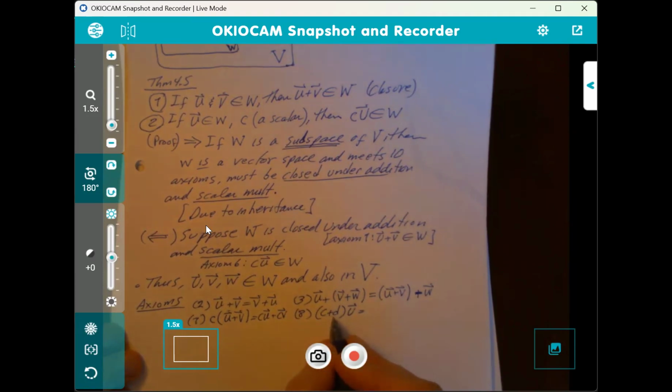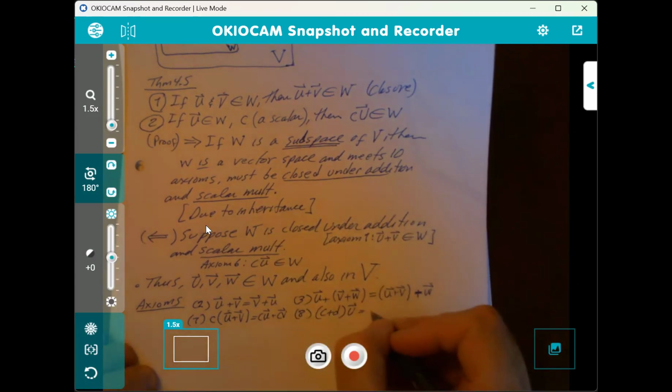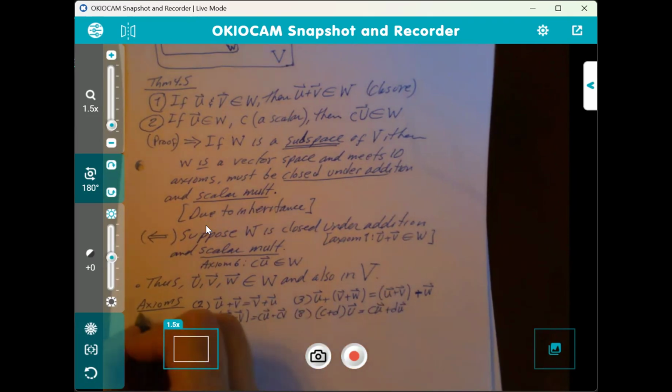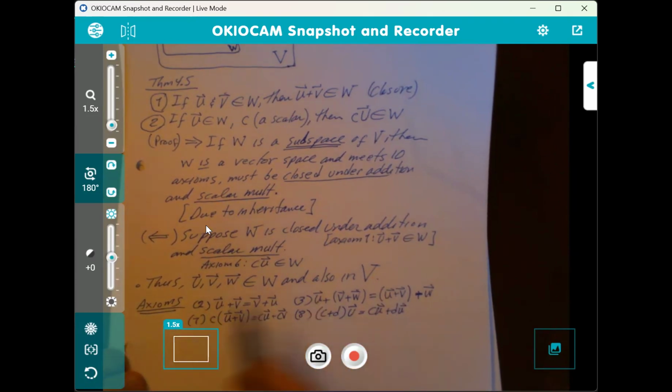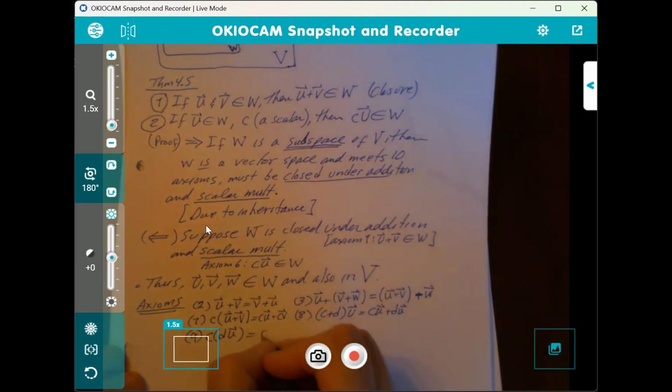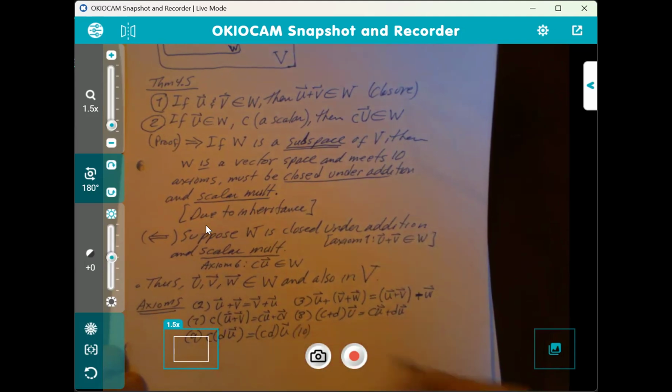Axiom number 8, this one is simply the sum of two constants or scalars times u. C plus d gives you another constant, right? C plus d is another constant, so we can simply distribute that. All of the ones I'm writing, folks, these axioms right now, 2, 3, 7, 8, number 9, are inherited from the parent. CDu is CD times u. And finally, number 10 is 1, scalar 1 times u, also equals u.